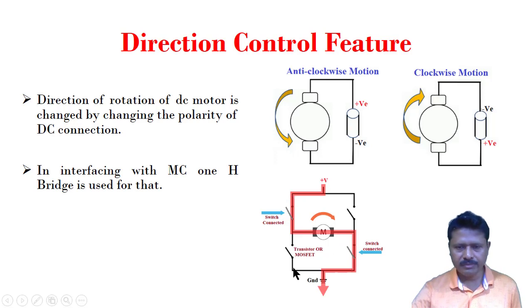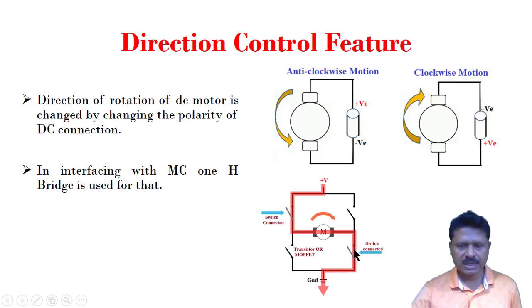The alphabet H: this is one arm, this is another arm. This is the positive supply, this is ground. Now in these two arms there are 4 switches. This is switch number 1, this is 2, this is 3, this is 4. Say 4 switches.